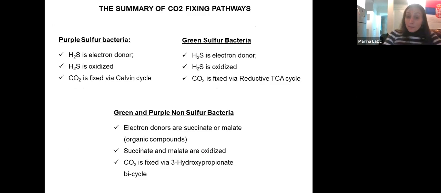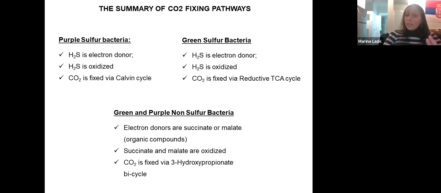And here is a brief summary of carbon dioxide fixing pathways. There are purple sulfur bacteria where hydrogen sulfide is the electron donor that gets oxidized, and carbon dioxide is fixed via the Calvin cycle. In green sulfur bacteria, a slight difference: again the same electron donor, which is oxidized, and carbon dioxide is fixed via a reductive TCA cycle.